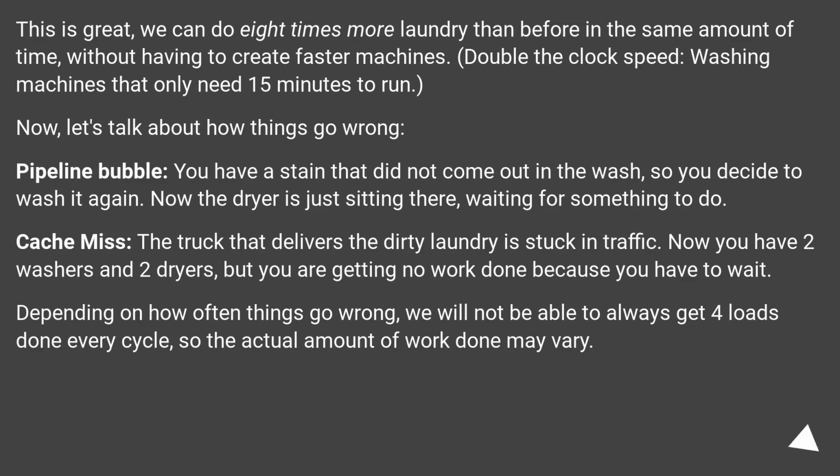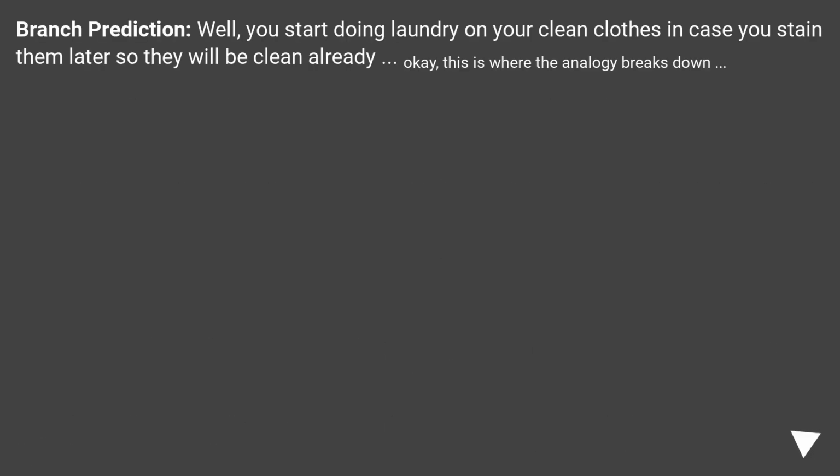Now, let's talk about how things go wrong. Pipeline bubble. You have a stain that did not come out in the wash, so you decide to wash it again. Now the dryer is just sitting there, waiting for something to do. Cache miss. The truck that delivers the dirty laundry is stuck in traffic. Now you have 2 washers and 2 dryers, but you are getting no work done because you have to wait. Depending on how often things go wrong, we will not be able to always get 4 loads done every cycle, so the actual amount of work done may vary. Branch prediction. Well, you start doing laundry on your clean clothes in case you stain them later so they will be clean already. Okay, this is where the analogy breaks down.